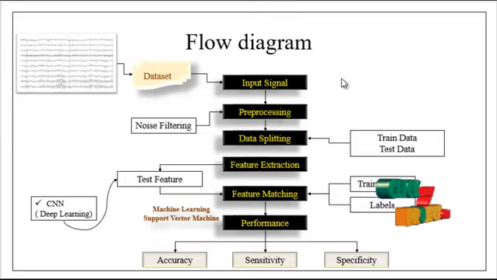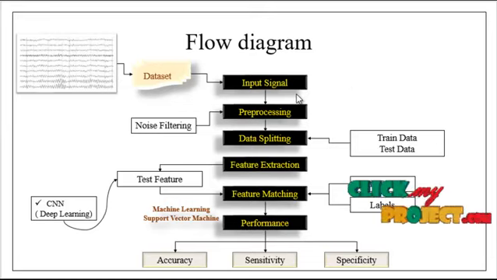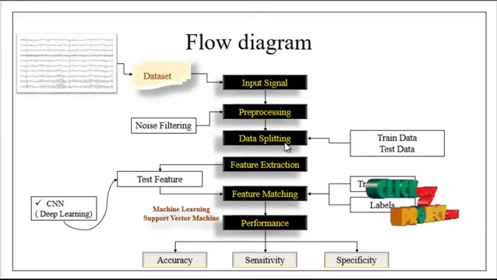This is the overall working flow of this project. This project consists of the modules: input signal, pre-processing, data splitting, feature extraction, classification, that is nothing but feature matching, then performance estimation. These are the 6 modules present in this project. First of all, the input signal is taken from the dataset. The dataset consists of a lot of EEG signals, both normal and abnormal. The user can select any one signal from the dataset.